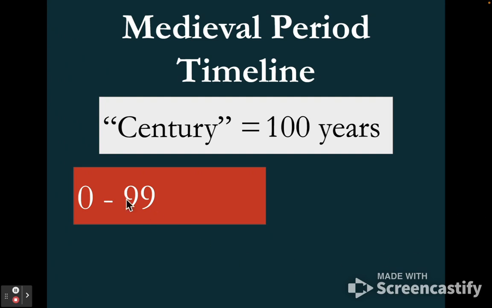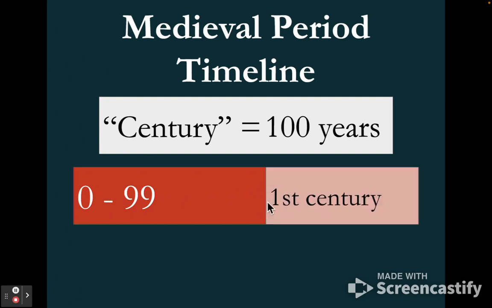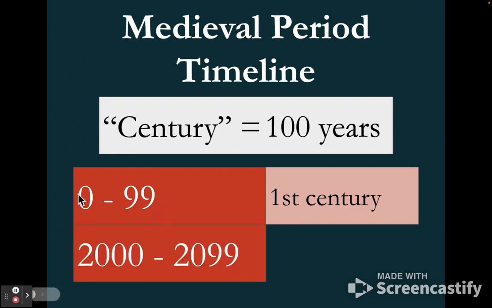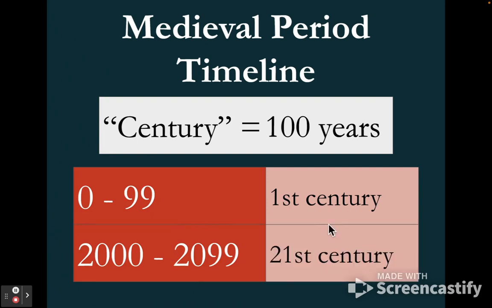So for example, the year 0 to 99 is the first century. It's the first 100 years AD or CE. The years 2000 to 2099 are the 21st century. They are the 21st 100-year period after the year 0.